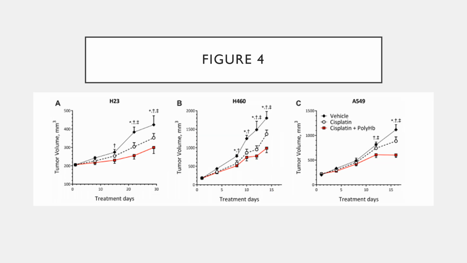So the graphs in this figure display the changes in tumor size for the mice that were implanted with H23, H460, and A549 cells. This was followed by a treatment with cisplatin in combination with polymerized hemoglobin, and of course the vehicle control, which was 0.9 saline, if I'm not mistaken. You can see that regardless of the treatment that was given, the different types of tumors had different growth rates. So H460 displayed the highest growth rate, and the H23 showed the lowest.